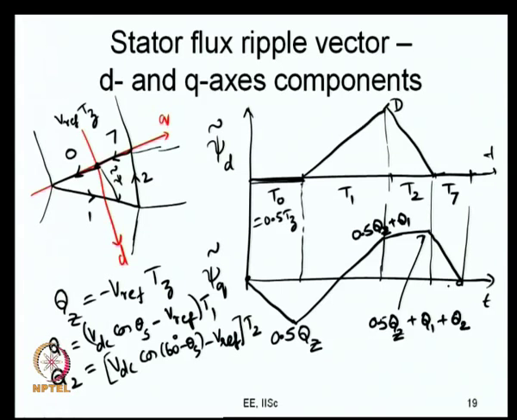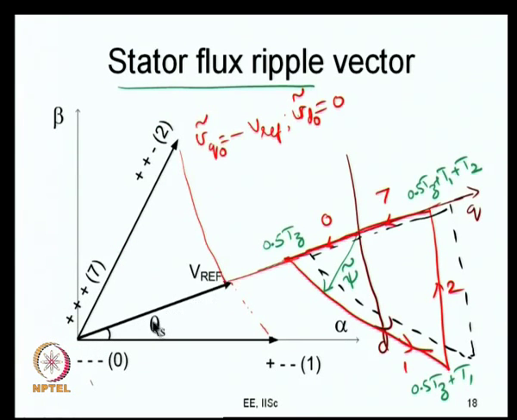So what I have shown is the nature of variation of psi d tilde and psi q tilde for this particular V reference and alpha. I have considered some value of V reference and this angle theta s, which was here. If I do not consider that, I will get something else.